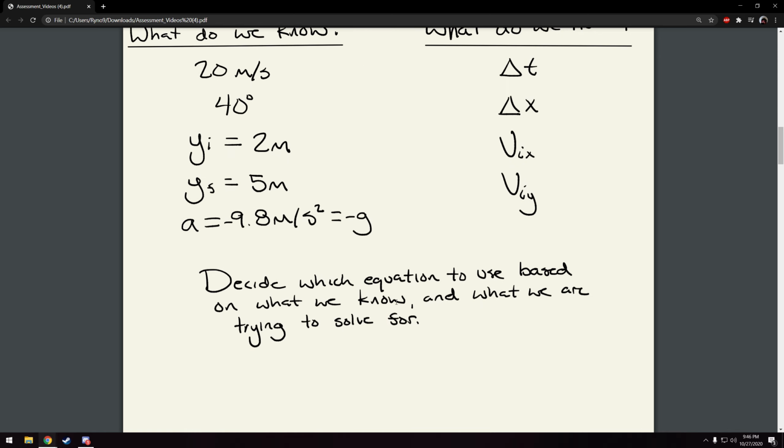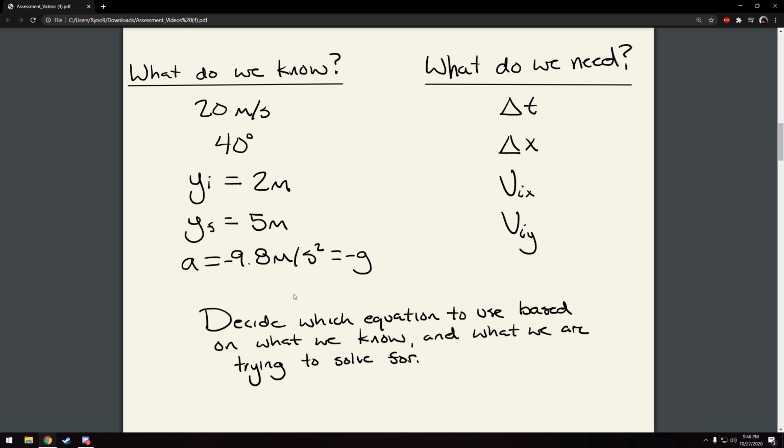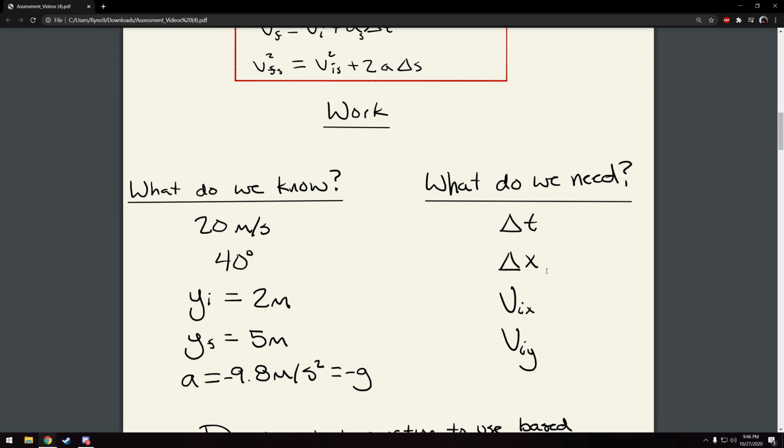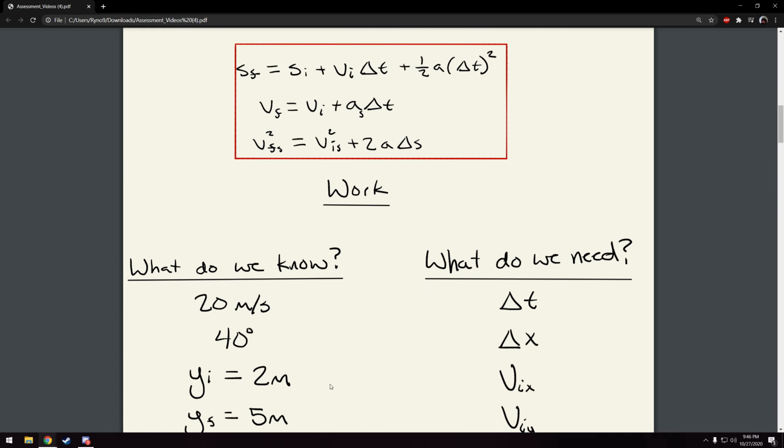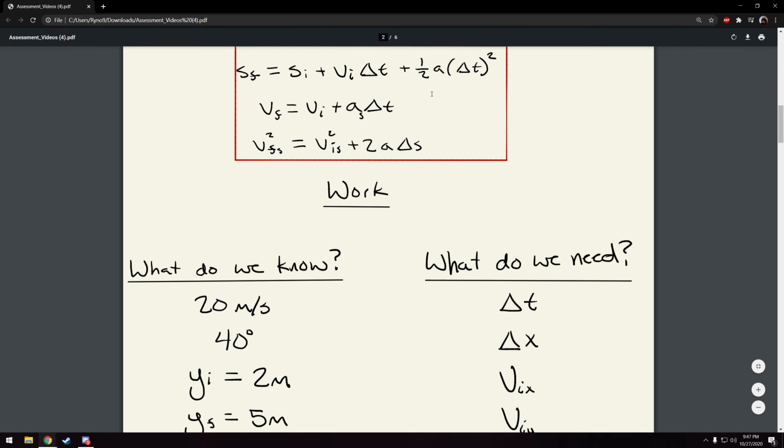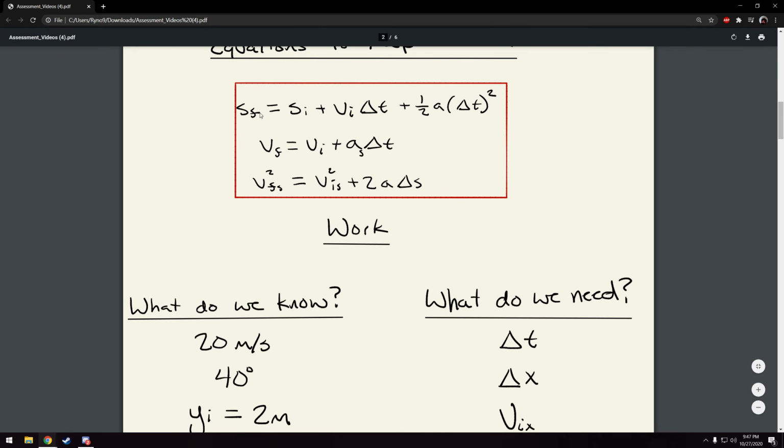So we need to decide which equations to use based on what we know and what we are trying to solve for. We're trying to solve for these two, and we have 5 things. Looking up here, we don't have a final velocity, so we can already cross out these 2 equations, which really just leaves us with one equation. We're going to be using this equation, which is position final is equal to position initial plus initial velocity times the change in time plus half of the acceleration times the change in time squared.